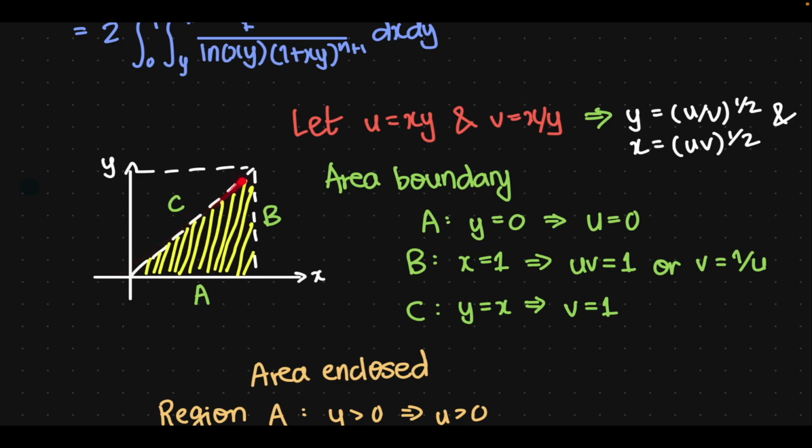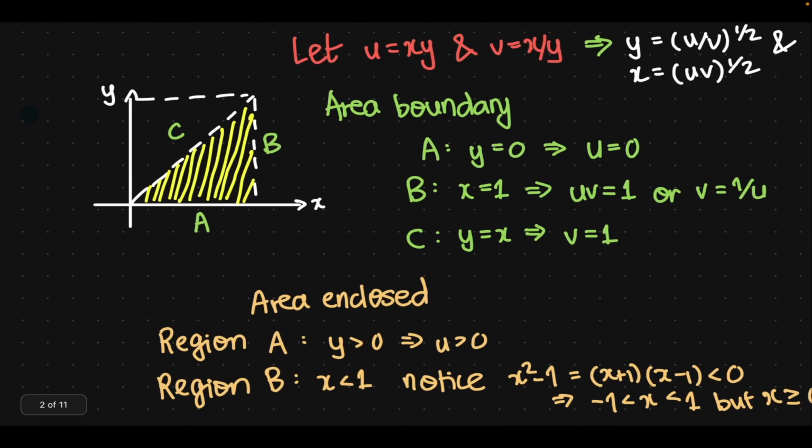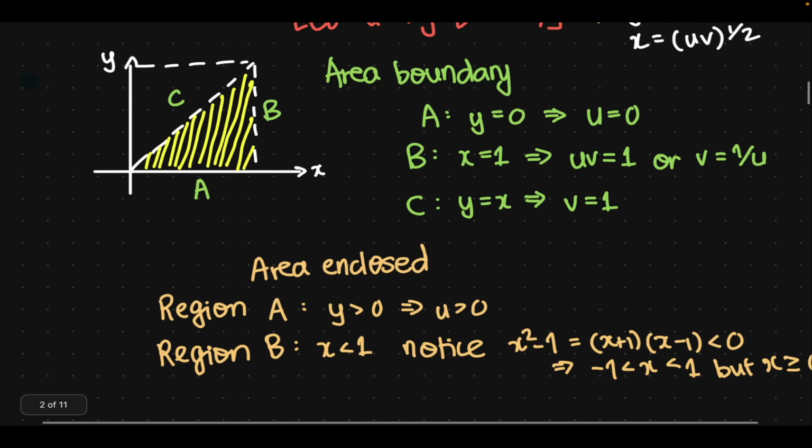We just saw what these boundary lines in the old area are being mapped to. Well, we found them out here on this side. Now we want to find the area enclosed. So region A, or the area enclosed by this line A, is basically on top of the x-axis. So that means y is greater than 0. That converts to u is greater than 0. Just by simple inequalities.